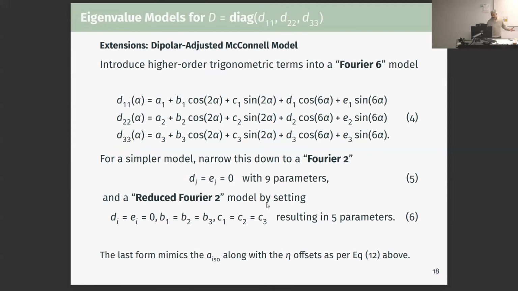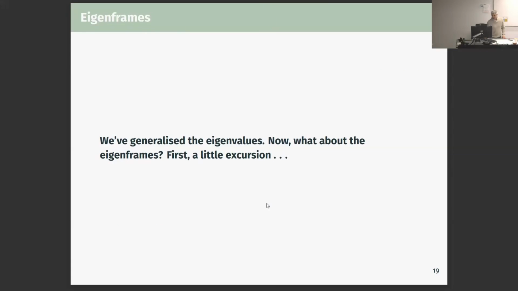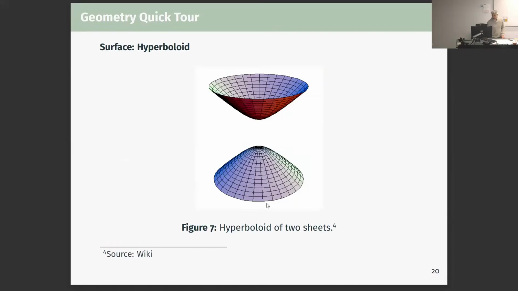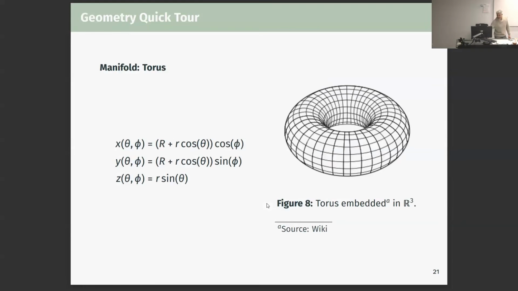So this is generalizing the eigenvalue models. And then what about the eigenframes? Okay, so here we start to go a little towards the geometry. As might be familiar from calculus, you've got a hyperboloid of two sheets, and surfaces of revolution and all this sort of thing. It's all fine and good, surfaces. And then you want to bridge into manifolds.